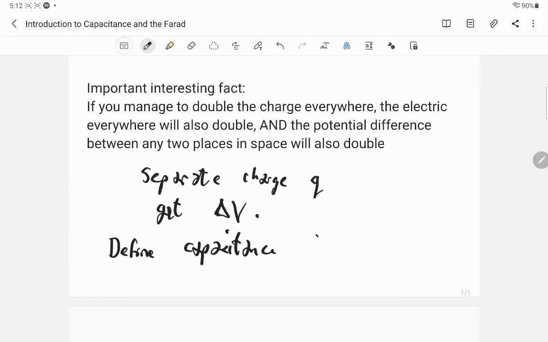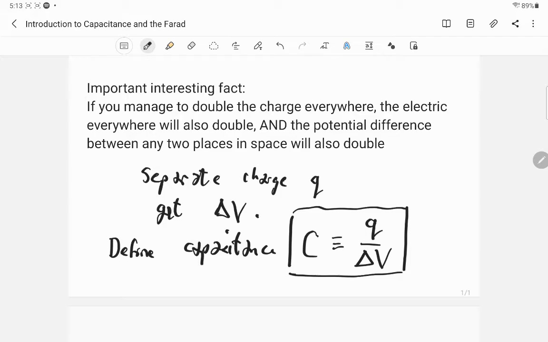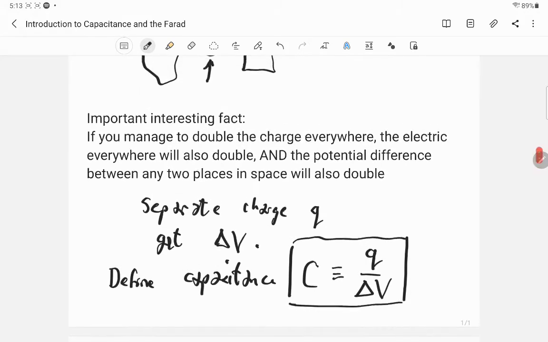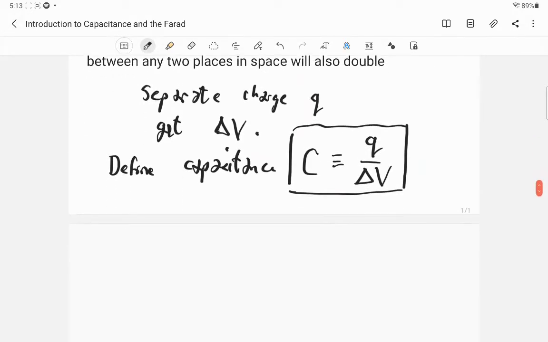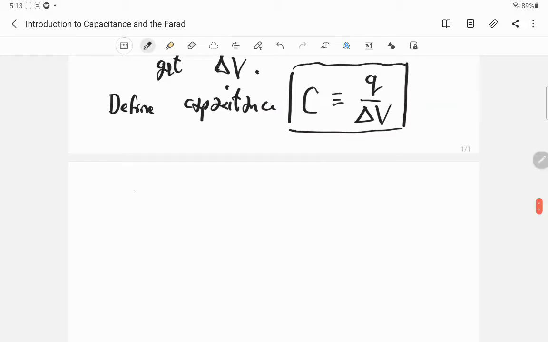The idea is the capacitance is simply the ratio of the charge to the potential difference. So this is the definition of capacitance. And so the title of this lecture is Introduction to Capacitance and the Farad. So what's the Farad? Remember that units, right? In particular, let's study international system units.